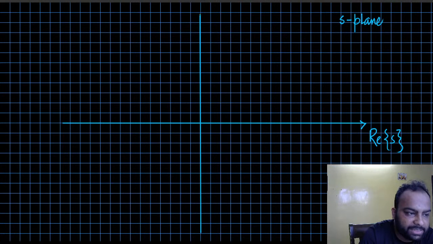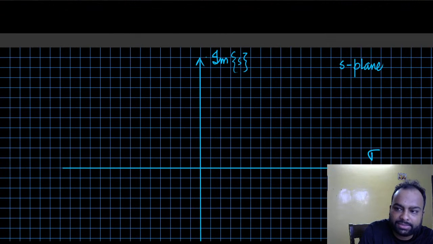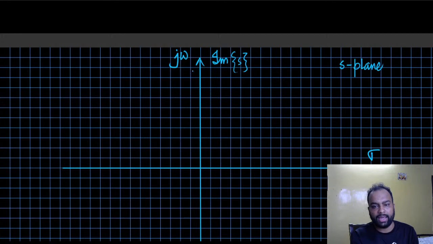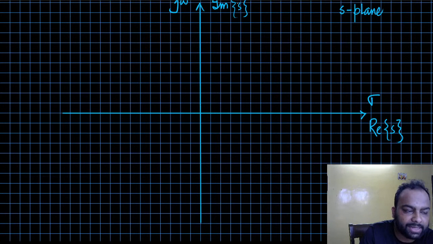And this is the imaginary part of S. The real part of S is often represented by sigma, so we often call this the sigma axis, and the imaginary part of S is omega, so we call this the j omega axis. You have noticed that for undamped systems, the poles would be on the j omega axis, and they are complex conjugate pairs here.